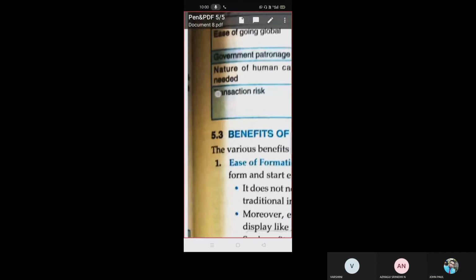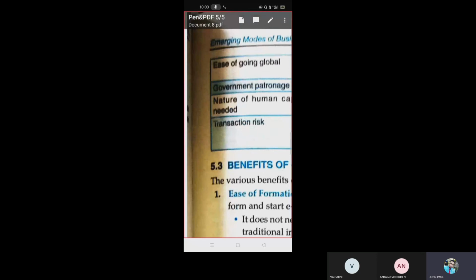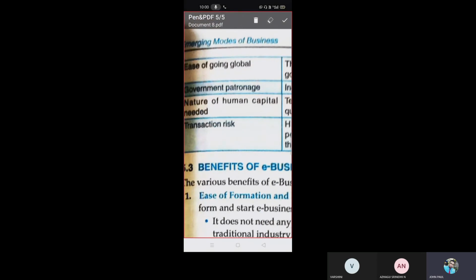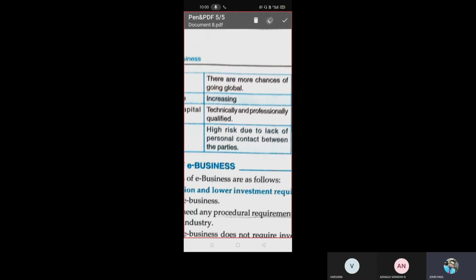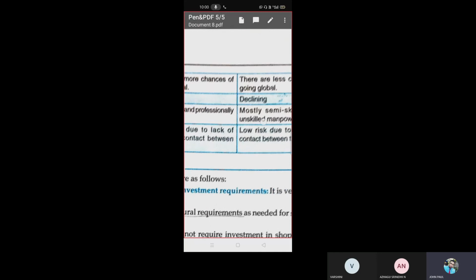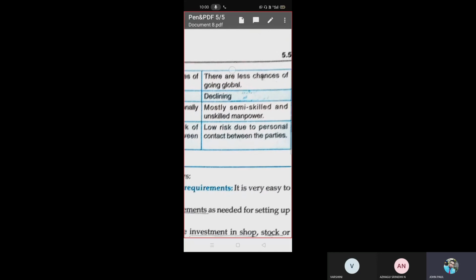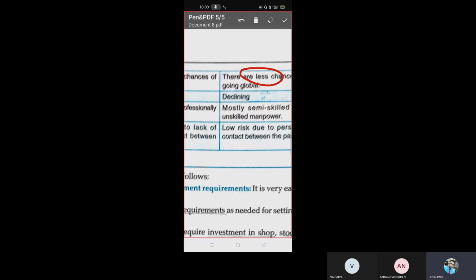Then ease of going global. Going global means what? Across the country. So through online business, there are more possibilities. Yes or no? That's why you can see Amazon, Flipkart. They do not belong to our country, but they have established their footprint in various countries. Yes or no? But what about traditional business? There is less chance. என்ன பண்ணுவாங்க? இந்த குண்டு சட்டிகளே குதிரை ஓட்டுற கதையாயிரும்.